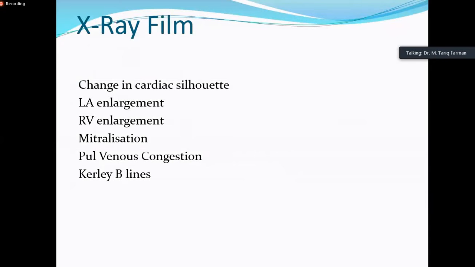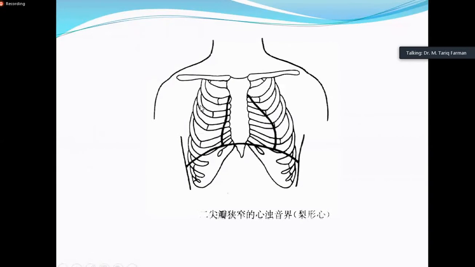Again, the X-ray. You cannot confirm the diagnosis on the ECG or on the X-ray, but you may have some supporting findings for your clinical diagnosis. So changes in the cardiac silhouette: left atrial enlargement, RV enlargement, mitralization, pulmonary venous congestion, and curly B lines of pulmonary edema.